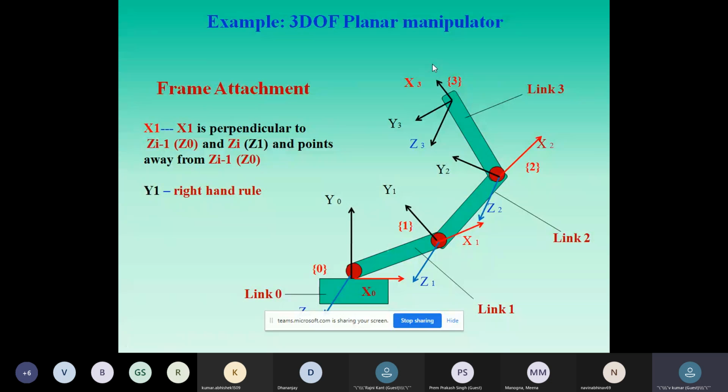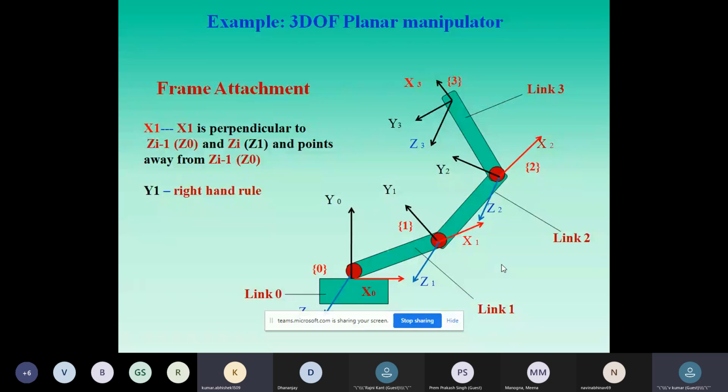Okay. Now we know Zi and Xi for every frame. Then you apply the right hand rule to calculate Yi. Apply the right hand rule and it gives the direction of Yi. In this way, we attach the frame on each link.